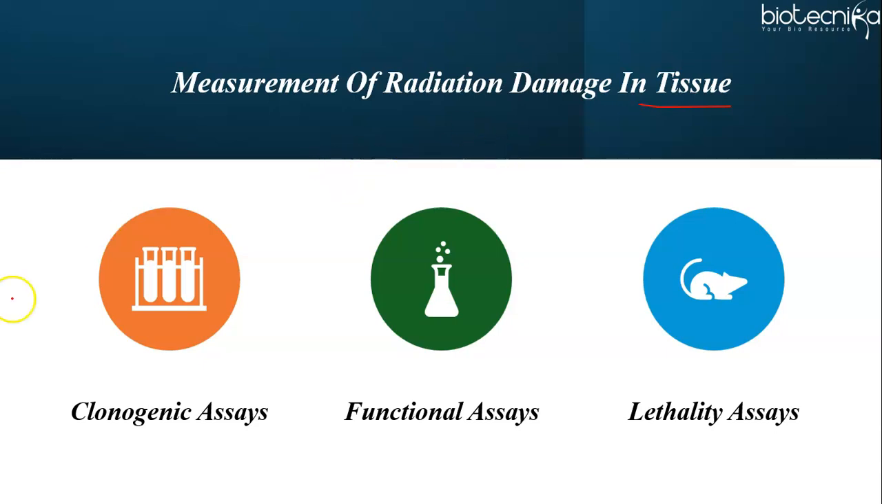So 3 categories of tissue assays are in use. One is clonogenic assays, which measure the reproductive integrity of clonogenic stem cells in tissue, and measurement results in cell survival curves. Second is functional assays, which measure the functional endpoints for various tissues and produce dose response curves, where response is measured on a graded reaction scale or expressed as a proportion of cases where reactions are greater than a specified level. And third is lethality assays, which quantify the number of animal deaths after irradiation of a specific organ with a given dose.